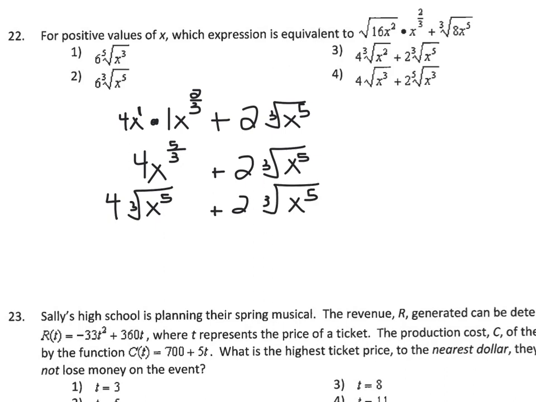So now we have like terms, because this says the cube root of x to the fifth, and this says the cube root of x to the fifth. So we can just add the coefficients in front of them. So 4 plus 2 is 6. So that leaves us with 6 times the cube root of x to the fifth power. So where is that? Choice 2.